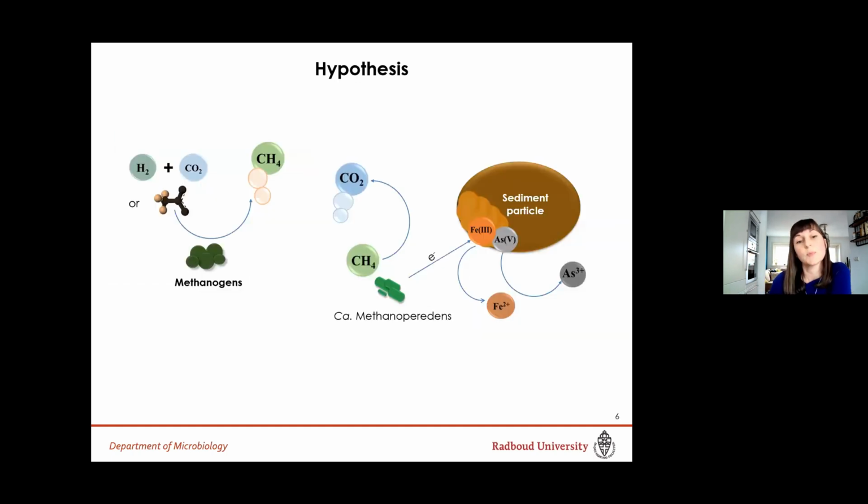We wanted to test this hypothesis, whether anaerobic methane oxidation can be a link to the iron reduction and arsenic mobilization. So our hypothesis was quite simple. Methanogens that are producing methane in our aquifer, whether via hydrogenotrophic methanogenesis or acetoclastic methanogenesis, can supply substrates for anaerobic methane-oxidizing archaea that would use it as an electron donor, and then drop electrons on the iron and reduce iron similarly to iron-reducing bacteria, leading to a co-release of arsenic to the groundwater.